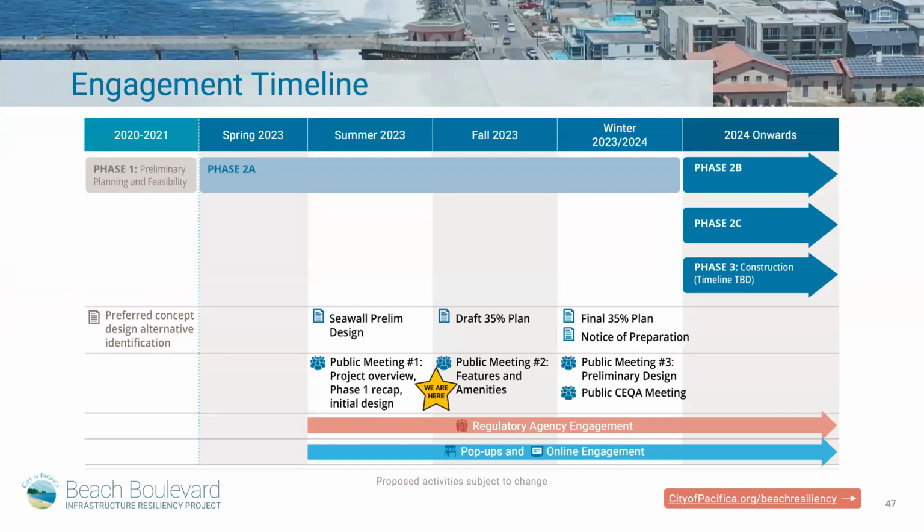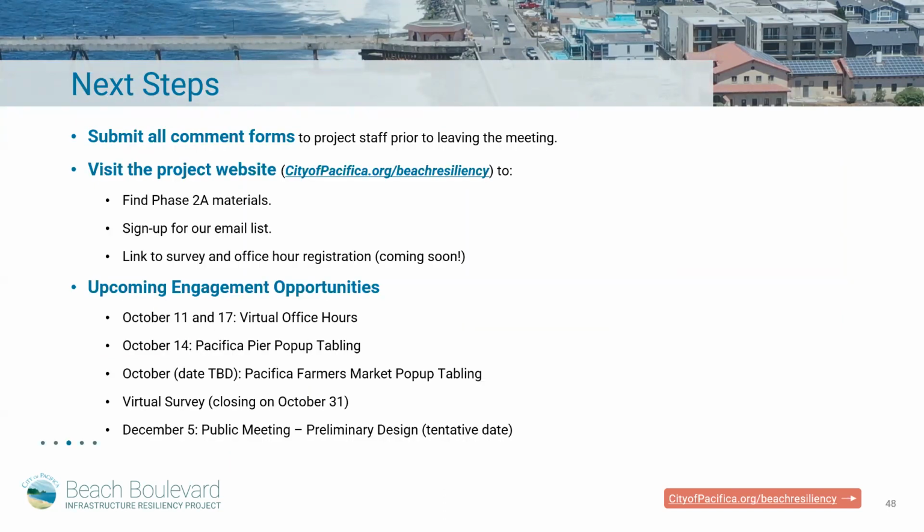Just wanted to recap some next steps. We're here at public meeting number 2 and the preliminary design, presenting to you with the features and amenities. Our team will be at work going through what we've heard and moving the design further along so that by winter time we'll be able to come back to you with a third public meeting with some additional design information, and then we'll move into the environmental phase from there, continuing to do regulatory agency engagement all throughout that time. And I can give you a little bit more detail on the next slide of what some of our other upcoming engagement activities are.